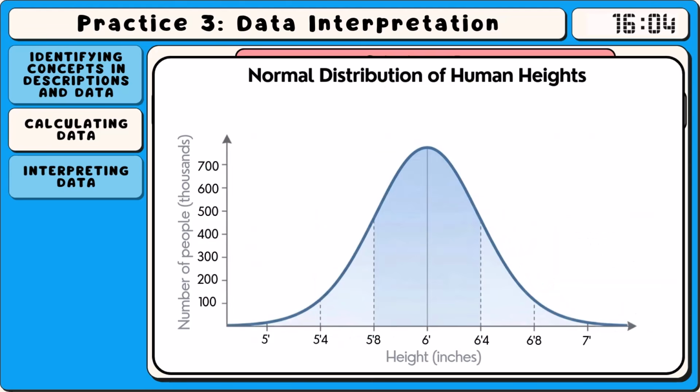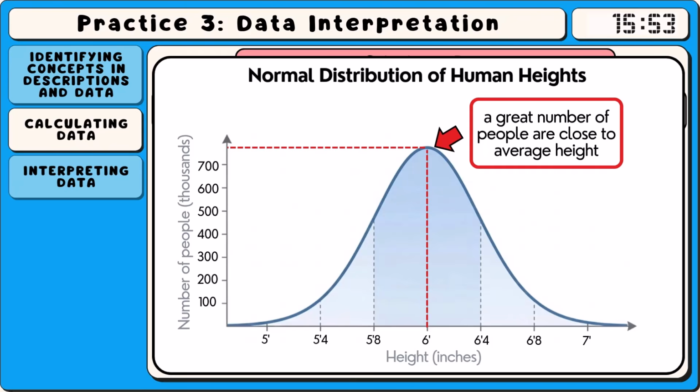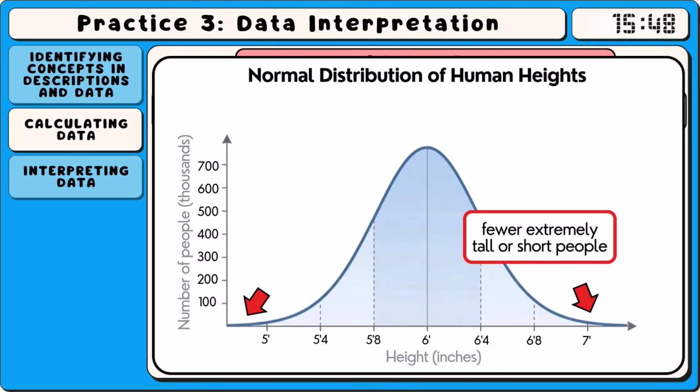Let's use human heights as an example. On the y-axis, we have the number of people. On the x-axis, we have heights. So we can see from the curve that 300,000 people are 5'6". Human heights follow a normal curve because a great number of people are close to average height, with fewer extremely tall or short people.